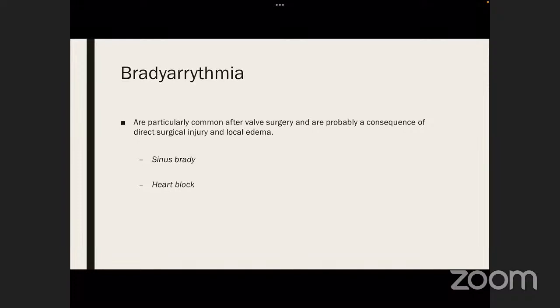Bradyarrhythmias are particularly common after valve surgery, and are probably a consequence of direct surgical injury and local edema, either to the conduction system or around the conduction system. We have two types: sinus bradycardia and heart block.